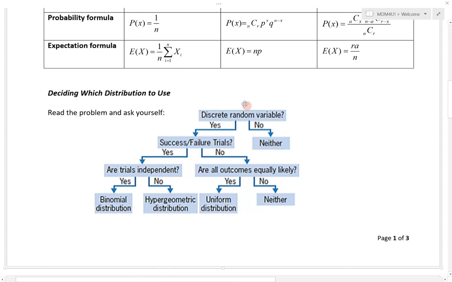Now, there is a flow chart here you can study that will help you decide which distribution to use. First ask yourself, do we have a discrete random variable problem? In this chapter, yes, we do. Are we talking about successes and failures? Yes. Are those trials independent? Then yes, binomial distribution. If you have success and failure trials but they're not independent, then hypergeometric distribution. If the trials have no success-failure criteria, check if they're all equally likely, and if they are, then uniform distribution. If not, then it's neither of the three that we've studied.